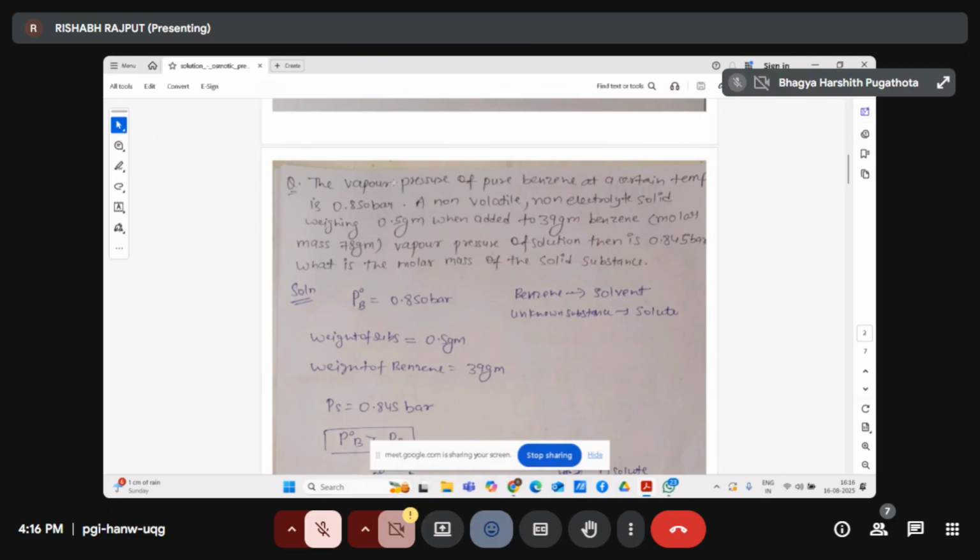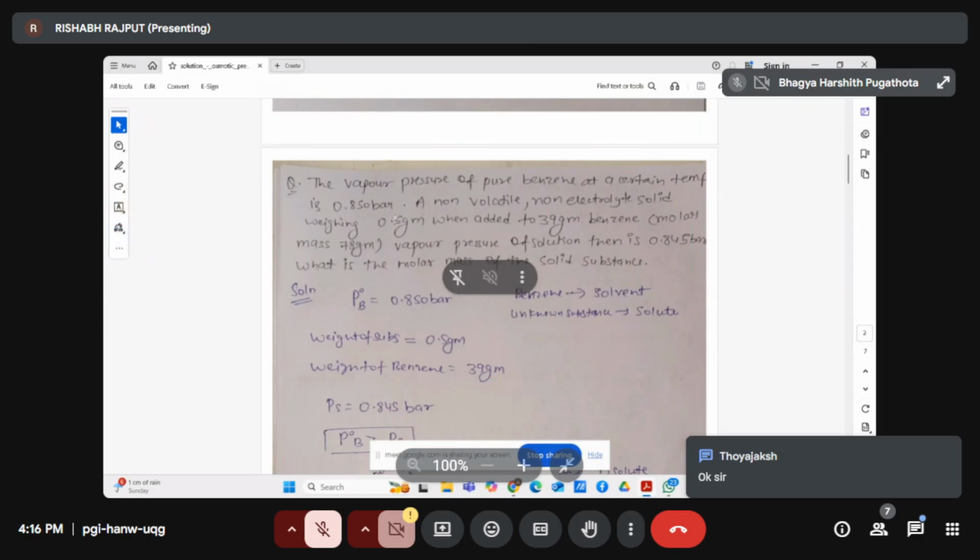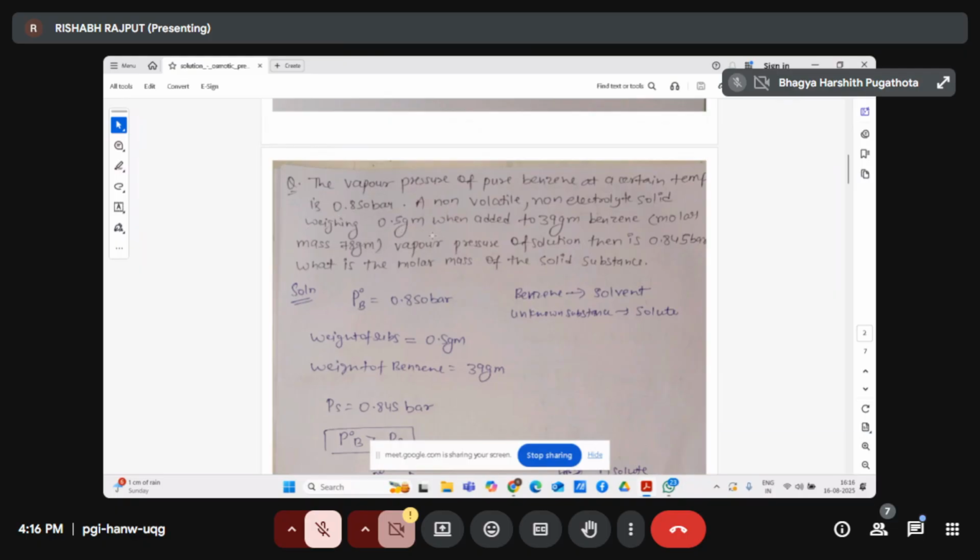That question is saying the vapor pressure of pure benzene at a certain temperature is 0.85 bar, and a non-volatile, non-electrolyte solid weighing 0.5 gram when added to 39 gram of benzene, and benzene molar mass 78 gram, the vapor pressure of solution is 0.845 bar. So what is the molar mass of the solid substance? Here you have one solid and one solvent because it is a solution. And if you focus on the question, you can find it.